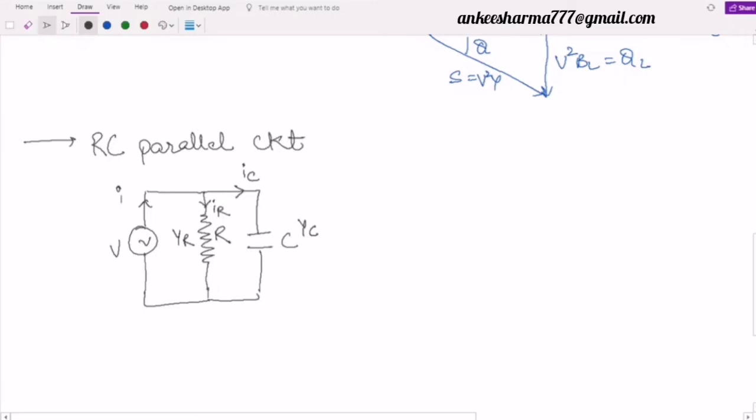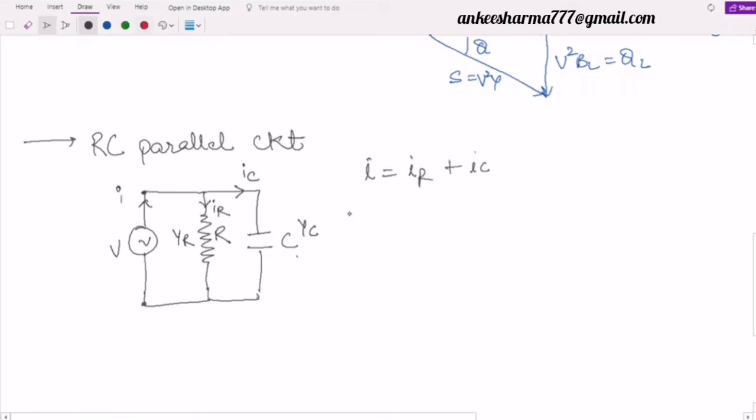Now I don't need to find the voltage here because whatever voltage exists between these two points will exist across the resistor and across the capacitor. So it remains the same in parallel. Let's again do the same thing. First we start with the current. So we say I is equal to IR plus IC. You can convert in terms of the voltages.